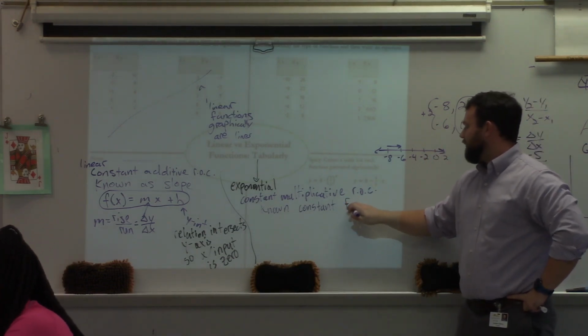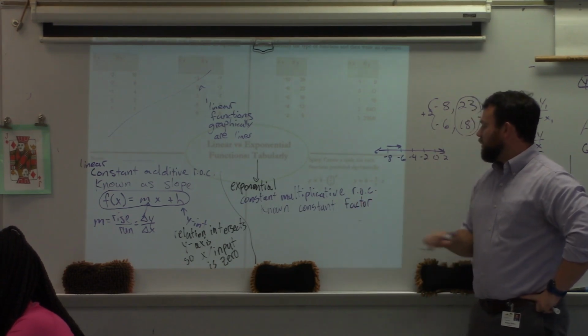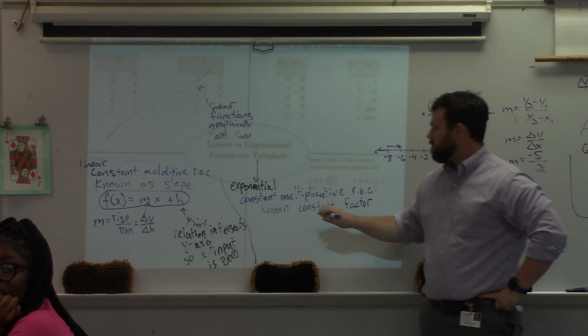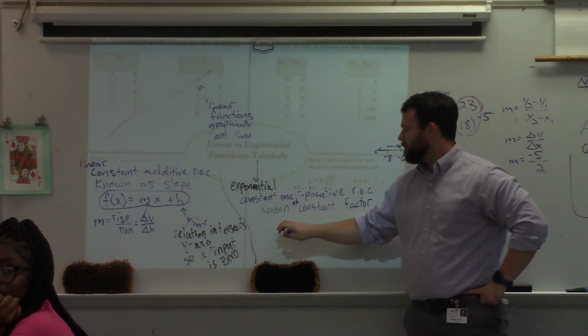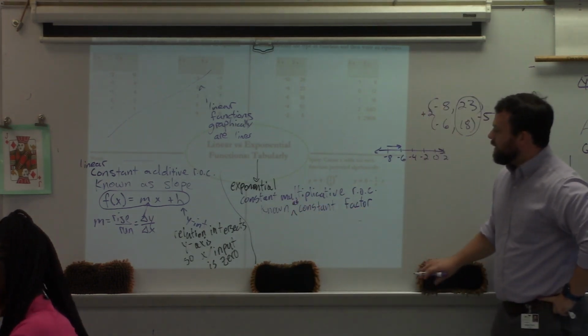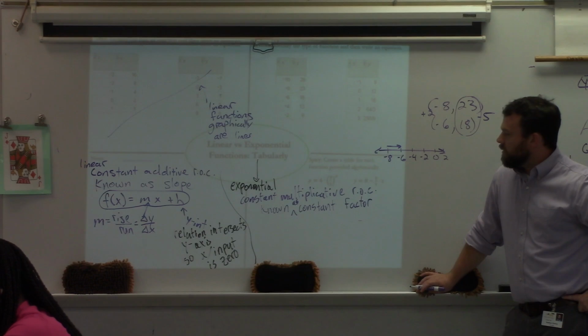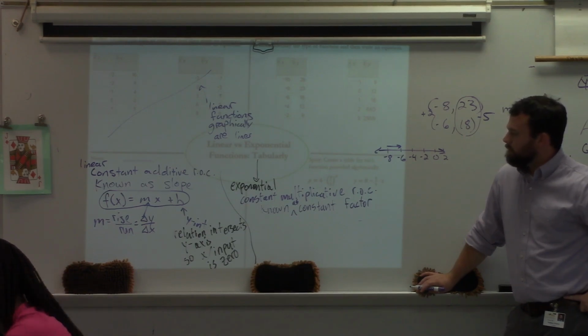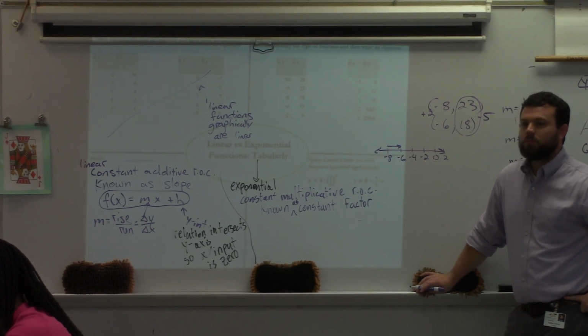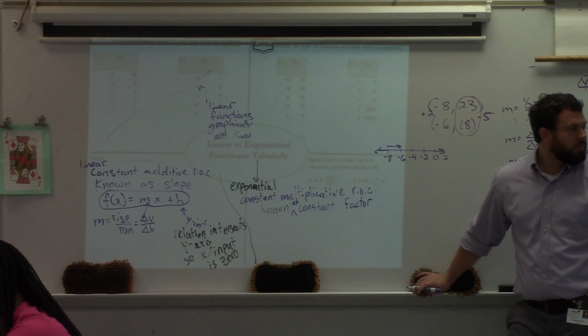So constant factor. Okay, what else do we need to say about that exponential? Constant multiplicative rate of change known as a constant factor. What else do we need to say? We got the rate of change.